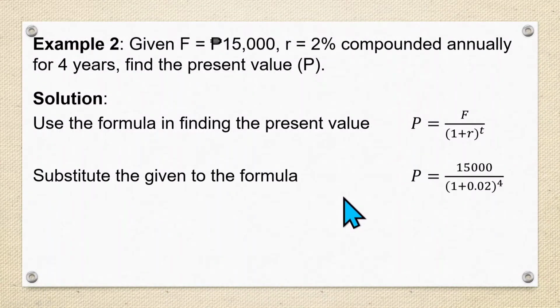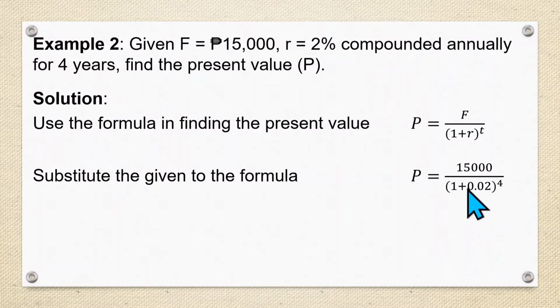So we're going to substitute the givens to the formula. P is equal to 15,000, which is the future value or the maturity value, divided by 1 plus 0.02, which is the rate, 2% converted into a decimal number, and then raised to 4, which is the t in 4 years. You can use a calculator again in computing this one. So 1 plus 0.02 is equal to 1.02 raised to 4.